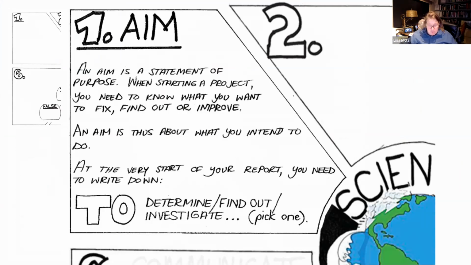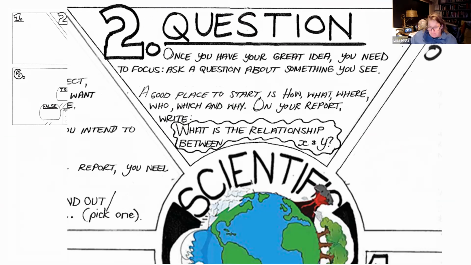So there are 6 steps really to the scientific method. The first one is finding out what you're going to investigate. And then you ask some sort of question. What is the relationship between plants and whether or not they're green or not, right?